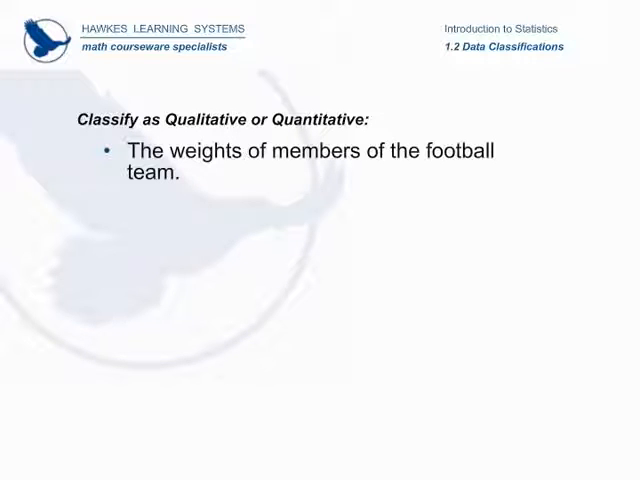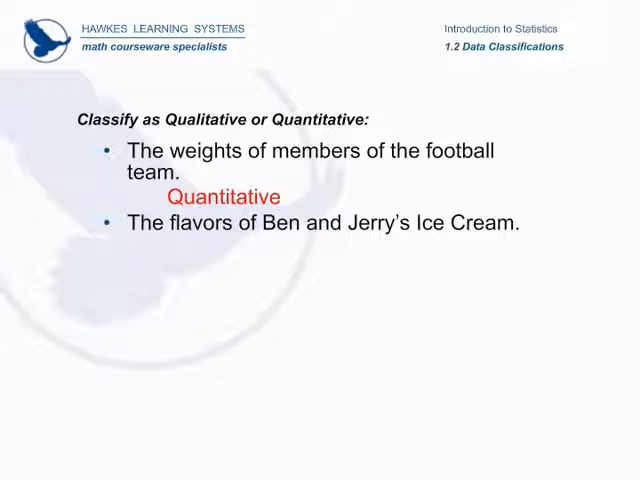The weights of members of the football team. That would be quantitative data, or numbers or measurements. The flavors of Ben & Jerry's ice cream. That would be qualitative data, types or names of data.